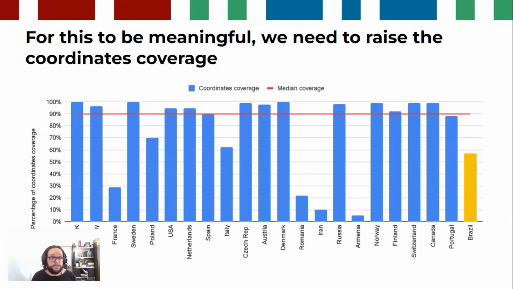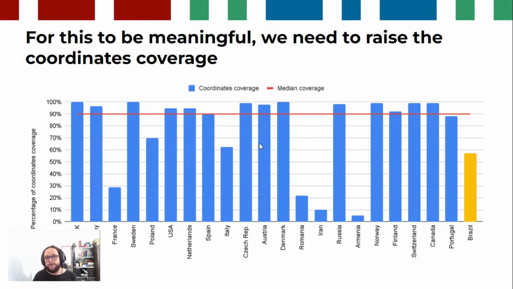But first, for this application to be meaningful, we need to raise the coordinates coverage. In Brazil, we have 56, 57 percent of coverage in the monuments, and we need to raise it. And this is a reality for other countries as well: France, Iran, Romania, Armenia, Italy, Poland, for example. All the ones that are below the median coverage.